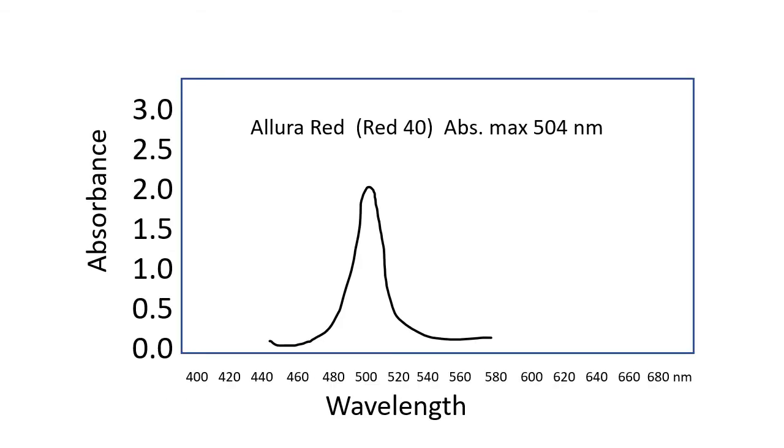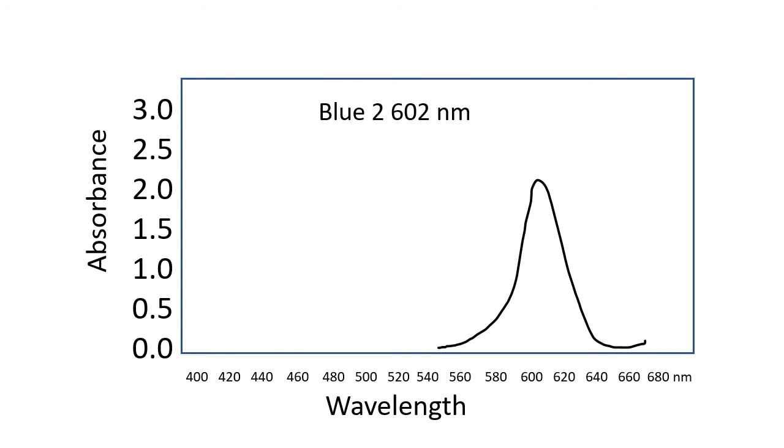Okay, so here's an idealized example. Yours won't look like this. It's not that well drawn either. But Allura Red 40 has an absorbance maximum of 504 nanometers. So if I did this experiment with Allura Red, I would see something like this, maybe a little fatter, not quite as pretty, but you can see that the absorbance maximum is right around the 500 wavelength nanometers. So that would tell me that this is Allura Red among the choices that we have in our solution.